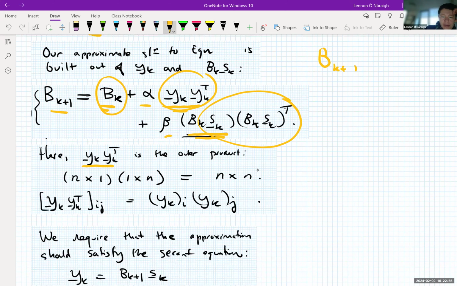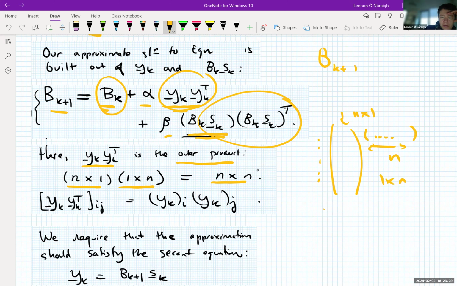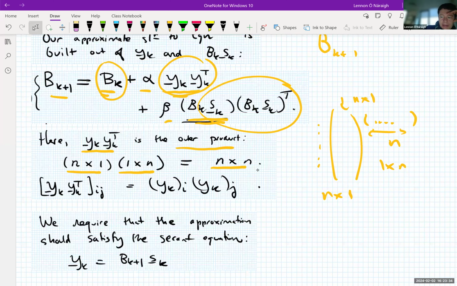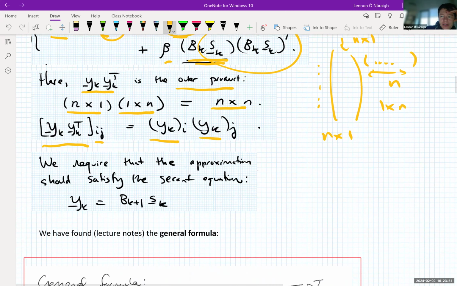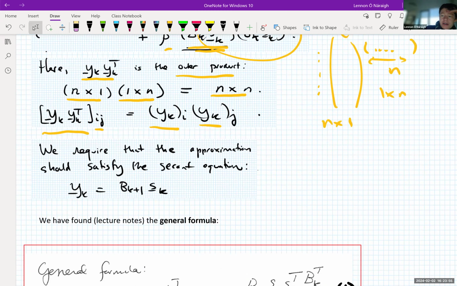Again, yk times yk transpose is the outer product, and we can satisfy ourselves that this really is a matrix. It's an n by n matrix because it's an n by 1 column vector, since it has n rows and 1 column, times a 1 row, n column vector. And this product is an n by n matrix. The entries of the matrix are very straightforward: for the outer product of yk with yk, the ij-th component is just yki times ykj, the individual components of the vector making up the product.